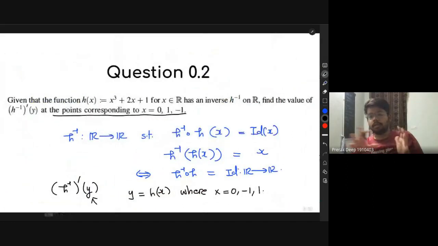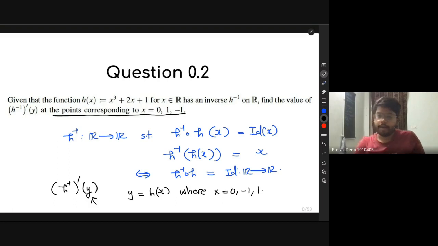So what we did in this question, just think of this question for some time, and then we will go ahead.